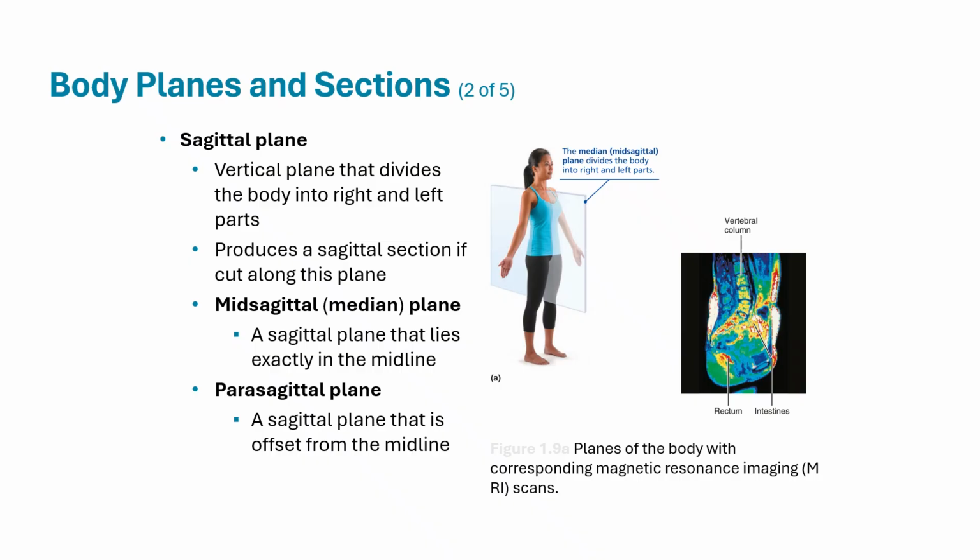Okay, for this one, the body planes and sections, we're going to talk about the sagittal plane. So the median or sagittal plane runs along the midline to divide the body vertically into right and left parts. This produces a median or sagittal section. Okay, the mid-sagittal plane, so this kind of goes right down the midline. Okay, so a parasagittal plane is a sagittal plane that is offset from the midline. Okay, so that would mean if you take this piece of plexiglass and shift it either to the left or the right, now you don't have equal body parts on right and left.